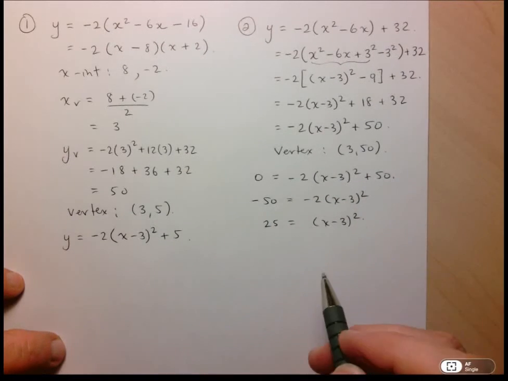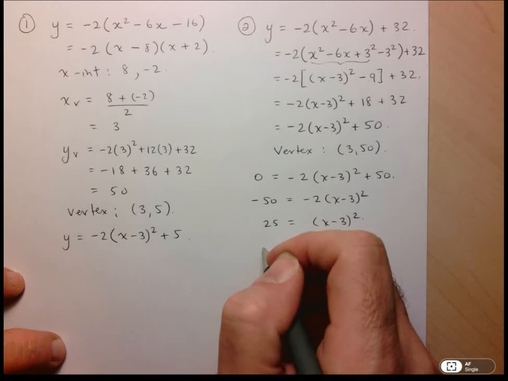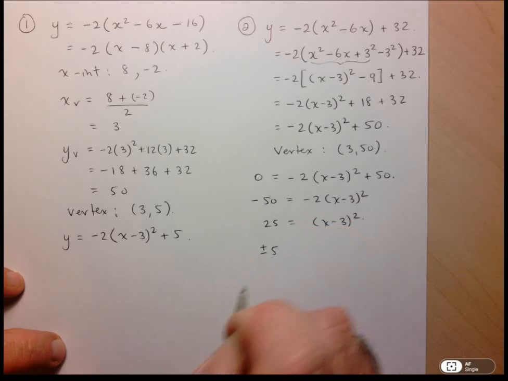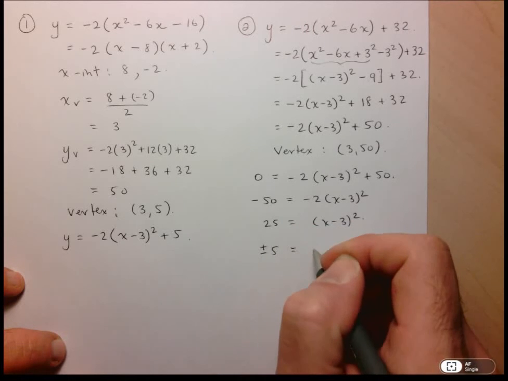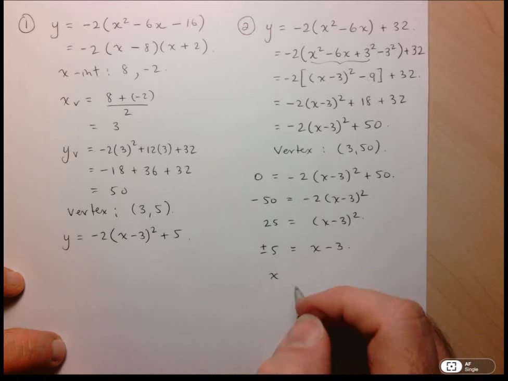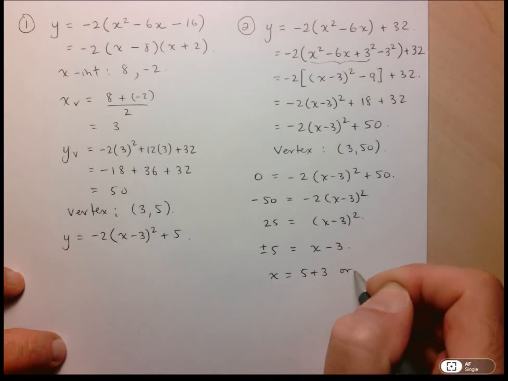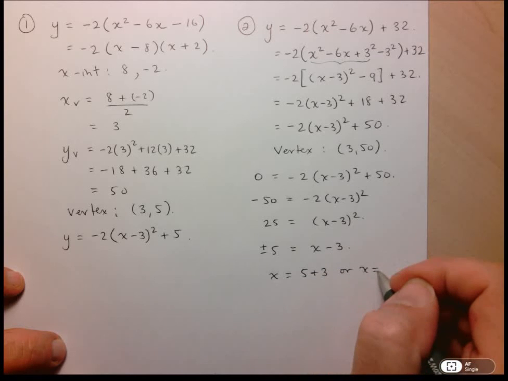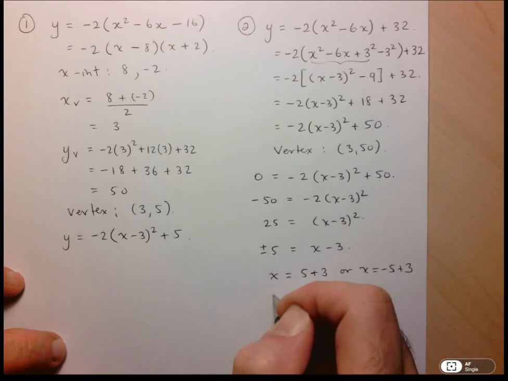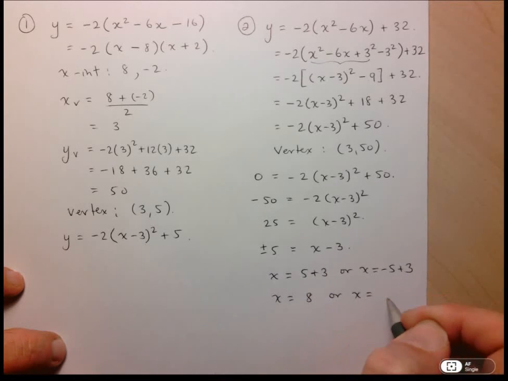Now to get rid of the square here, I take the square root of both sides. Here I need to be careful because when I take the square root of 25, I have two possible answers, both positive and negative 5. So x minus 3 equals plus or minus 5. Finally I can find my two x-intercepts by first adding 3 to 5, so 5 plus 3, or I can add 3 to negative 5. And we have as our x-intercepts x equals 8 or x equals negative 2, which is exactly what we found before.